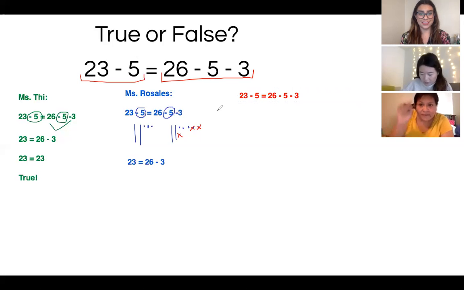Ms. Rosales, we look at the minuend and draw the minuend. In this case, 23 on our first set. 23. And how should we draw that? We can draw the picture, we can do tens and ones. What would be the most efficient strategy?